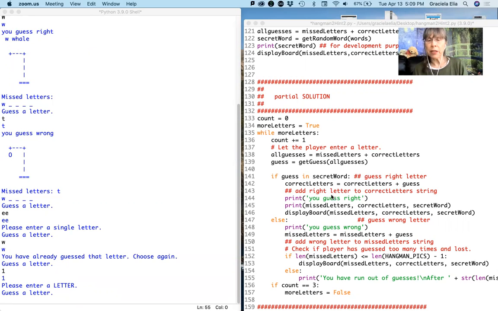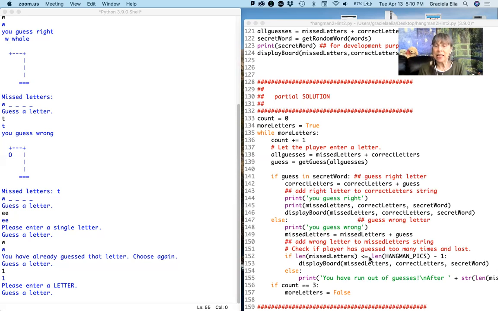Right, because I'm printing a few things so we can actually see how it develops little by little into the missed letters, correct letters, and secret word is always the same. But these two change. The display board needs those three arguments so it can display what we see, right? But we also need the wrong letters, the missed letters. And that's why if this is not in the secret word, we want it as part of the missed letters so we can build the actual hangman. So as you can see, it's very noisy here.